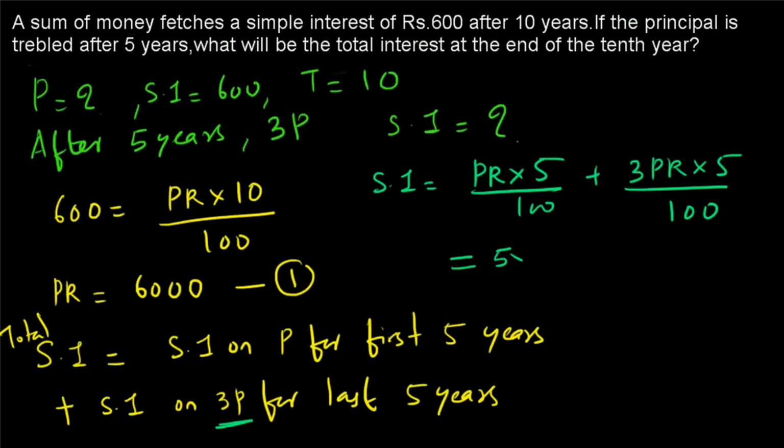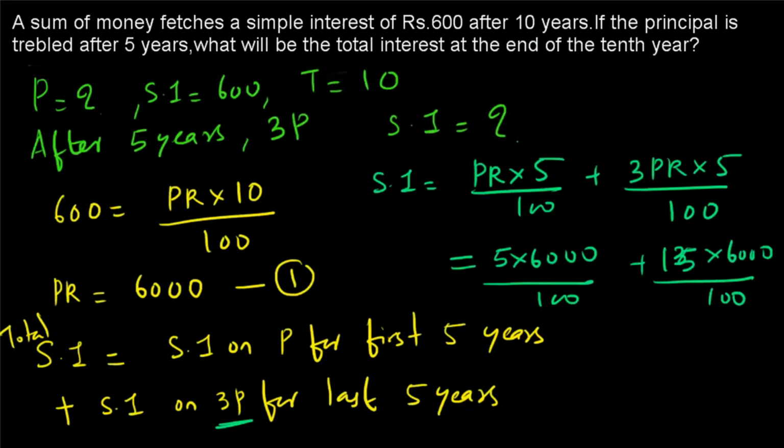So we will be having 5 into 6000 divided by 100 plus 3 into 5 is 15. So 15 into 6000 divided by 100. So total we will be getting 20 into 6000 by 100, which is equal to 20 into 60, which is equal to rupees 1200. So in both these questions, the simple interest is getting split up between different time periods. So this is how we have to do these kind of questions.